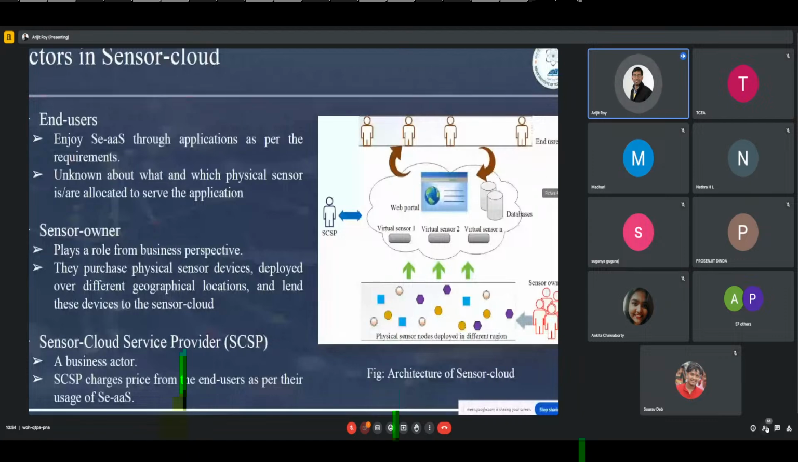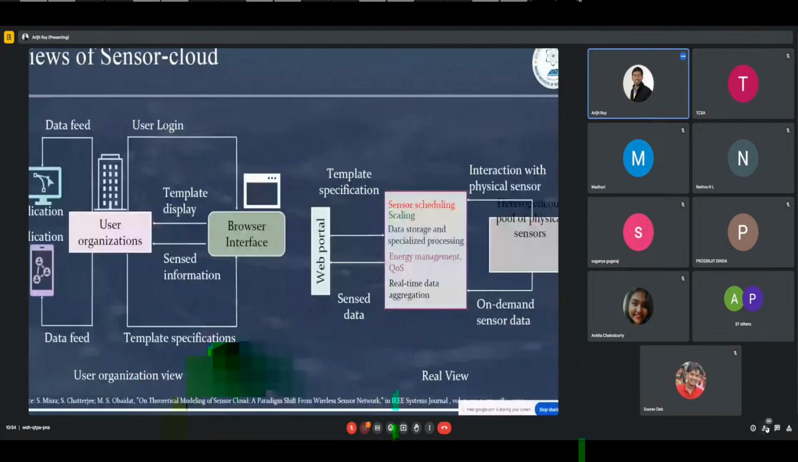Now, SCSP is another person who is very similar to the cloud service provider in the traditional cloud, who is enabling the services and managing the entire architecture. But yes, for this, SCSP is using certain algorithms, for example for pricing and virtual sensor formation. I'm coming to that in brief also.